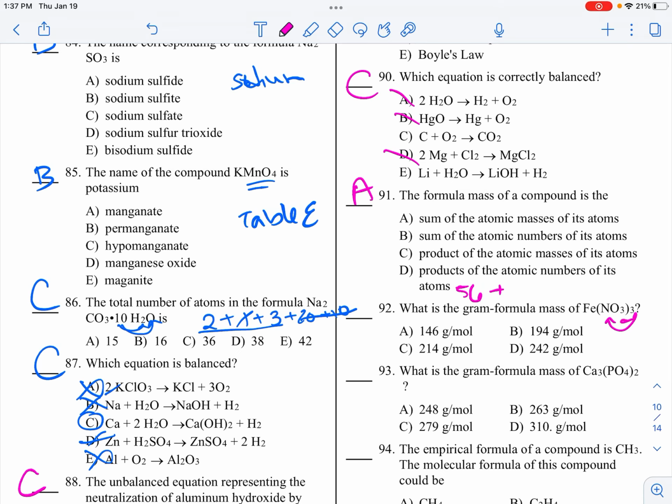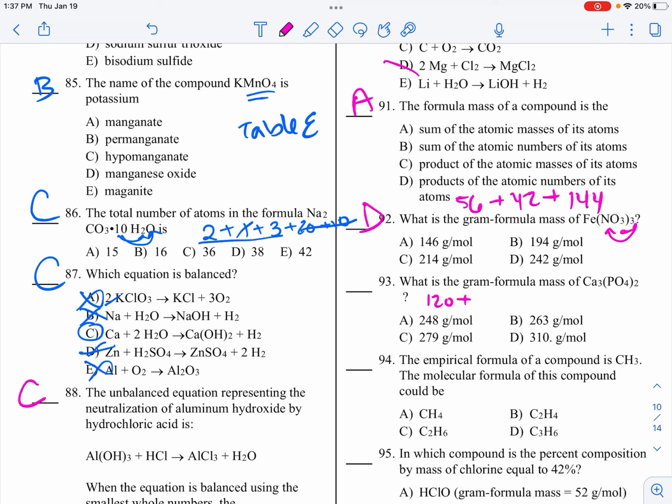What is the GFM of that? Okay, so calcium is 40, but there are 3 of them. Phosphorus is 31, but there are 2 of them. Oxygen is 16, but there are 8 of them. And then you add them up. 310.